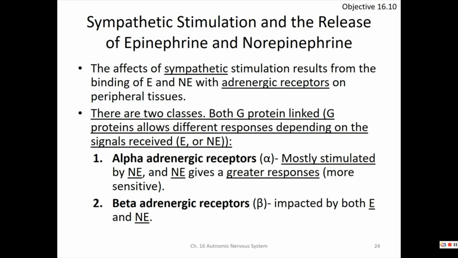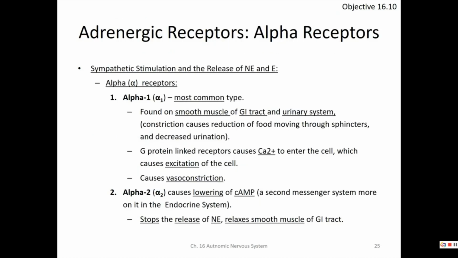Okay, so what we'll note is that alphas like norepinephrine the best. I always say epinephrine is you, your girlfriend is the alpha receptor, and norepinephrine is the guy that she tells you not to worry about. You're going to see that it's more stimulated by norepinephrine, gets a greater response, it's more sensitive to it, it prefers it. But beta adrenergic receptors are fine with either one, epinephrine or norepinephrine.